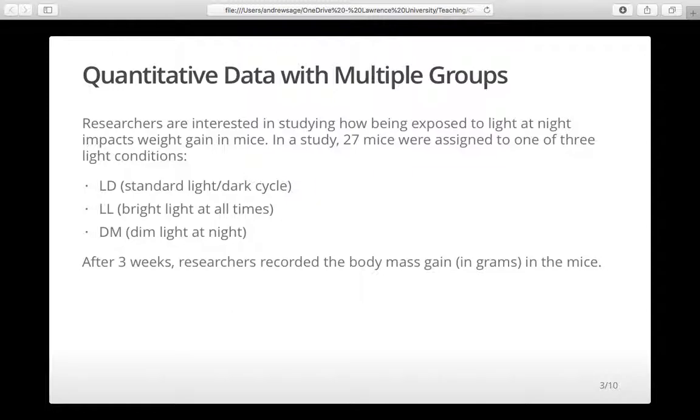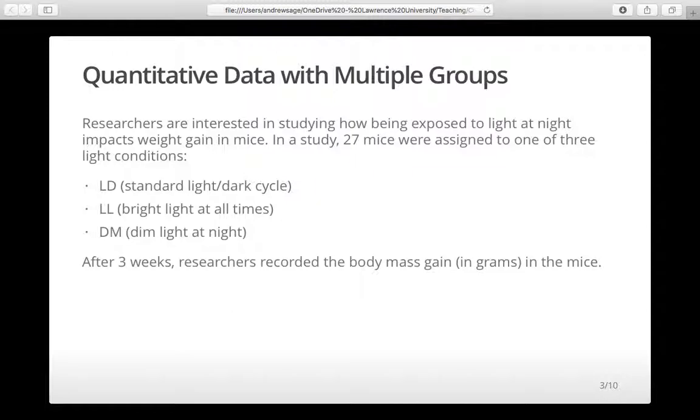We'll use an example that's referenced in the textbook Statistics: Unlocking the Power of Data by the Lock family. In this study, researchers are interested in studying how exposure to light at night impacted weight gain in mice. In an experiment, 27 mice were randomly assigned to one of three light conditions.